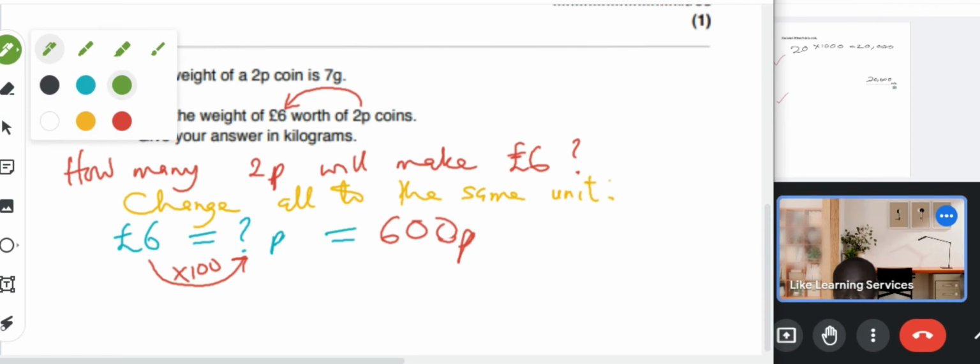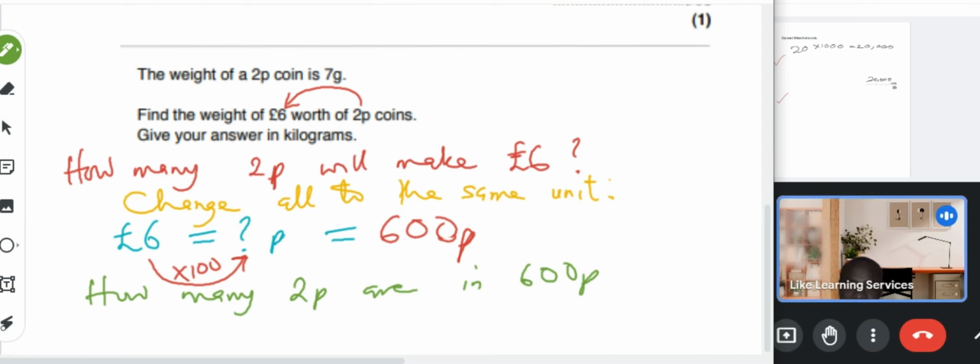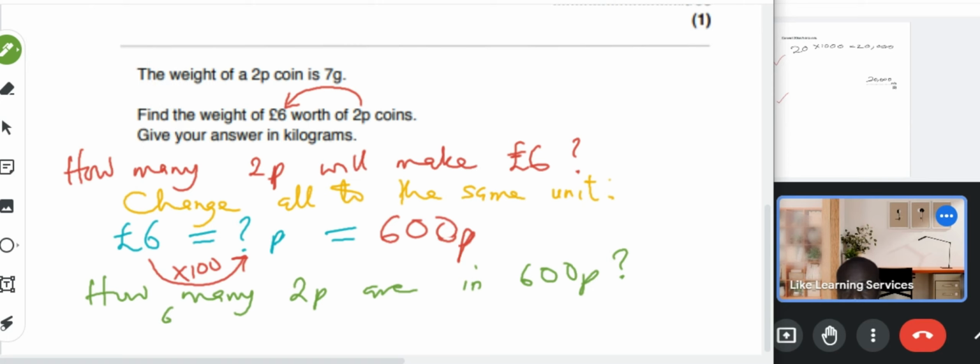Let me write it down so that you can think about it. How many 2 pence are in 600? Wait, wouldn't you just do 600 divided by 2? Very correct. So it's 600 divided by 2. And 600 divided by 2 gives you what? That's 300. There will be 300. So we're almost done with that question.